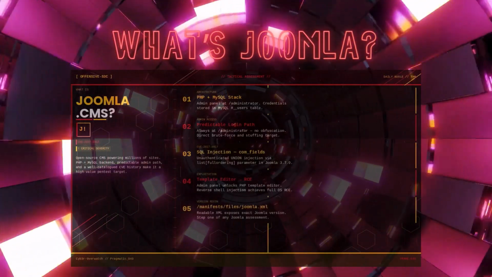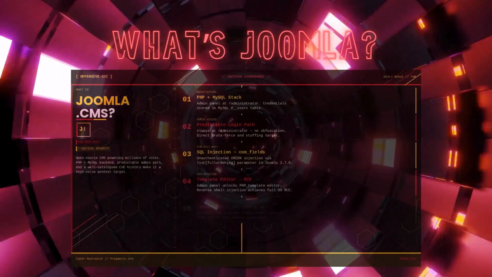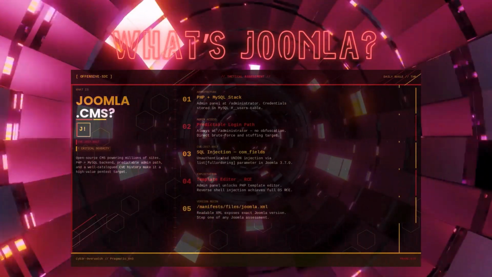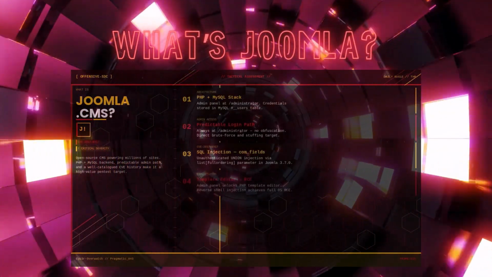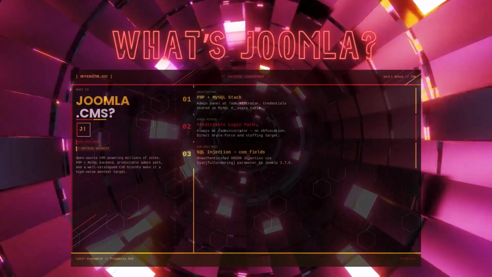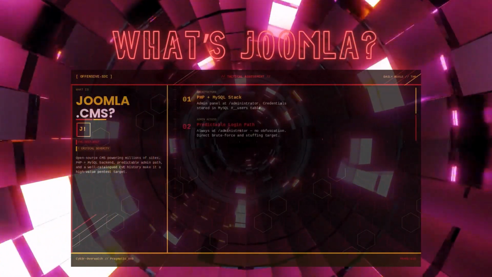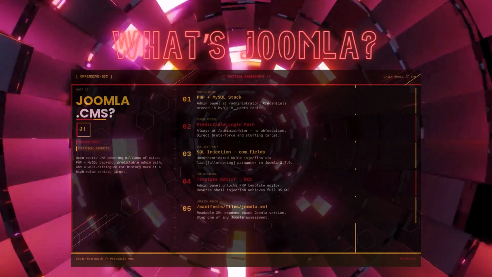Administrator panel. Joomla's administrator panel, typically located at /administrator, is the management interface where site admins can modify templates, install extensions, and manage users. From a penetration testing perspective, getting admin access to this panel is a major milestone because the template editor provides a mechanism to execute arbitrary PHP code on the server.